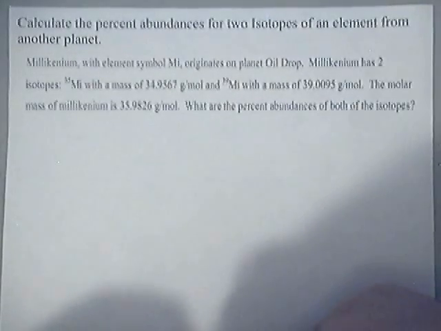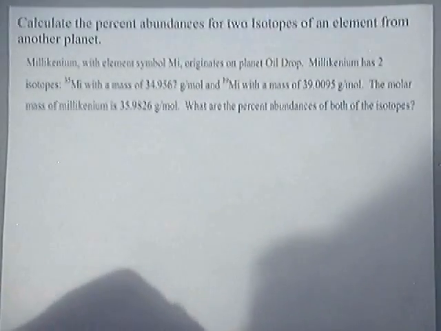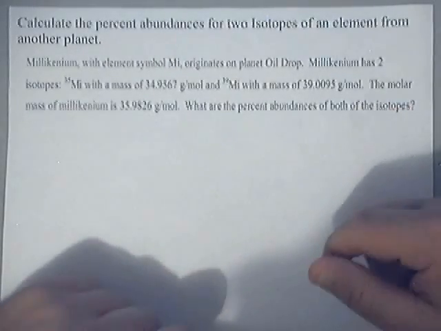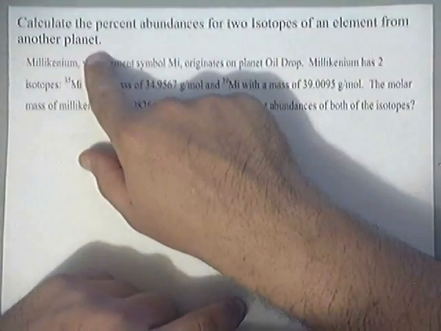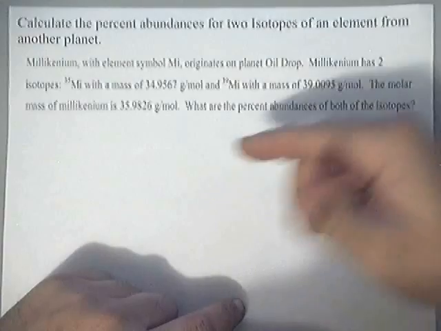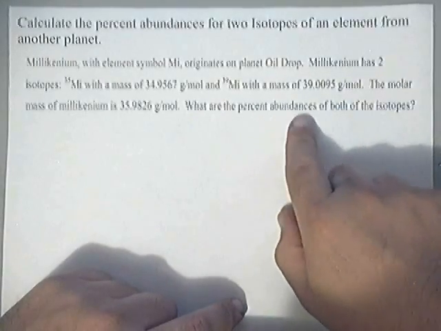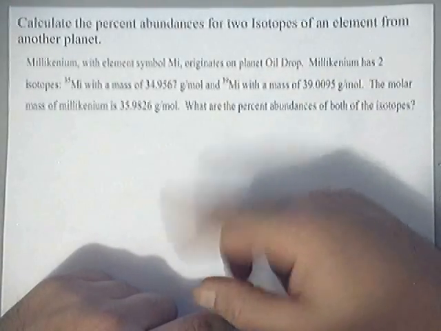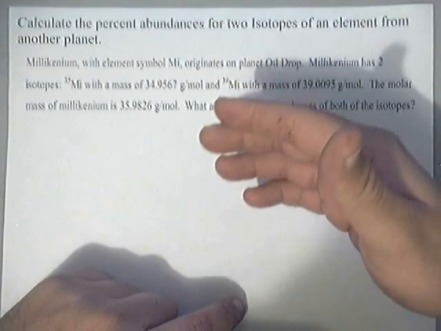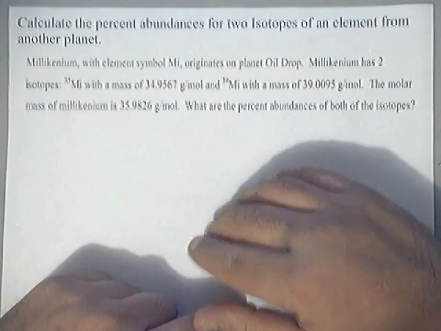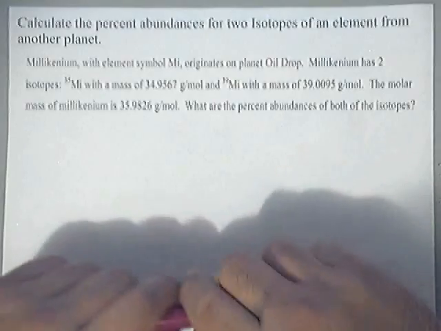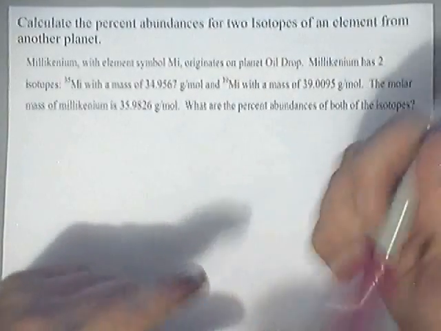Alright folks, here I have you a crazy type problem. Here we're trying to calculate the percent abundance of two isotopes of an element from another planet. This element is fictitious, but it's to help us figure out how to calculate the percentage abundance for two isotopes that we know their atomic weight. Meaning we know their individual masses, but we know what they should equal in the end. So let me go ahead and show you how to start this.